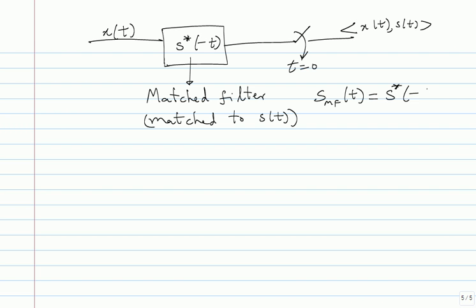S_mf of t, I'll say, is S star of minus t. Subscript mf, which is matched filter. Okay, so S star of minus t. In several receivers you'll have to do correlations or inner product computation, and there it's done typically using match filtering. So this is a very common way of doing this.